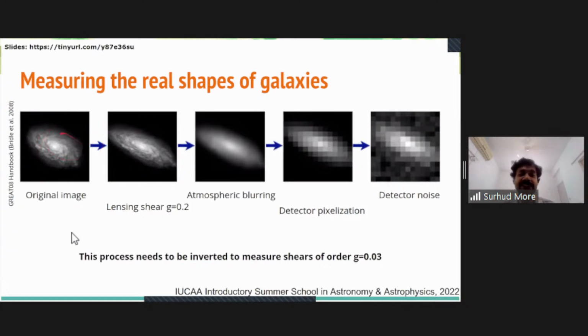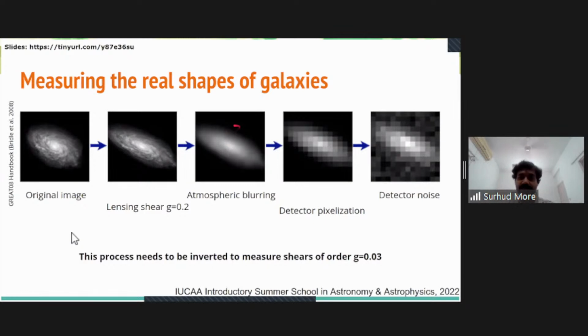Let's suppose you had a telescope in space with very good angular resolution, the original image will look something like this. There is a lensing shear, and mind you, this is quite a large lensing shear of 0.2 that you apply to this original image, then the original image gets distorted like this. After that, the image comes through the atmosphere, and there is blurring due to the atmosphere. So then immediately you see something which looks like this. Of course, you still don't see what comes from the atmosphere. What you see is something which gets detected on your detector.